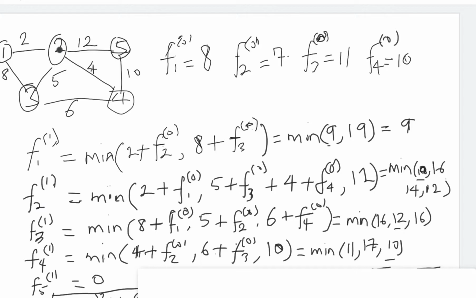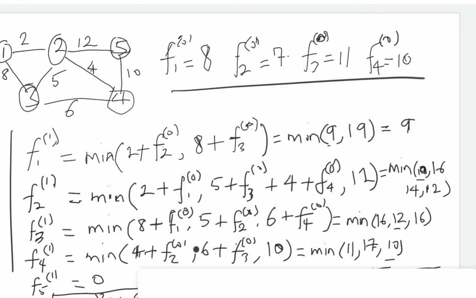So from node 2 we have 4 edges out, to 1, to 3, to 4 and to 5. We are trying to find the minimum path from f2, which would be either 2 plus f1 of 0, 5 plus f3 of 0, 4 plus f4 of 0, or 12 directly to where we are trying to go. And so we want to find the minimum. We do the same for node 3 and the same for node 4, and that gives us this general equation, which is the starting point when you are implementing the dynamic programming algorithm.